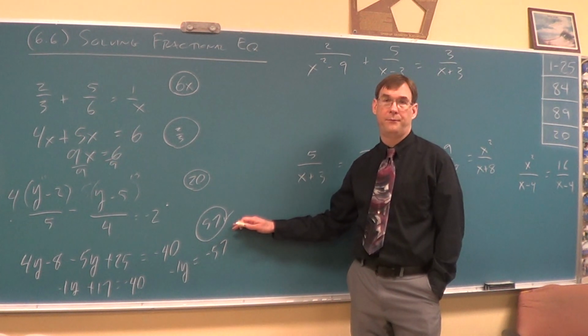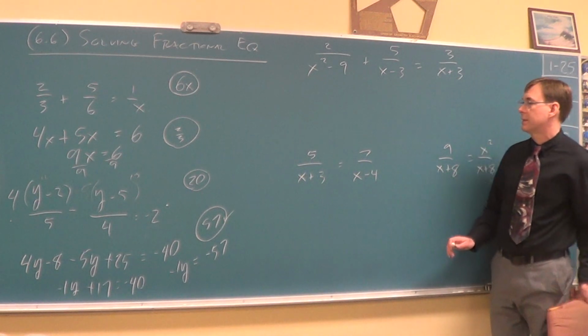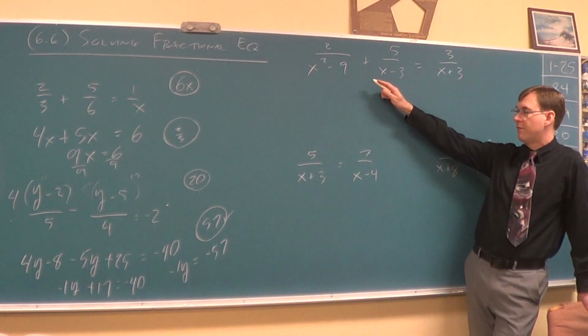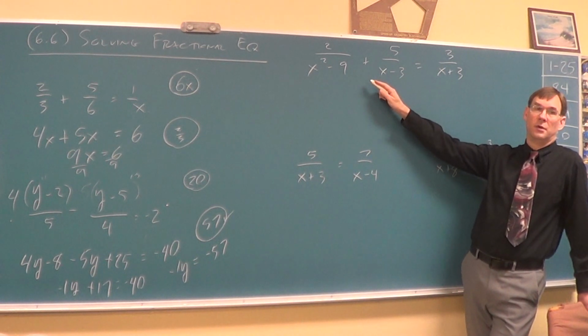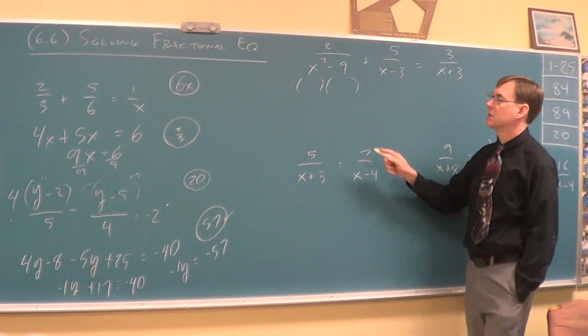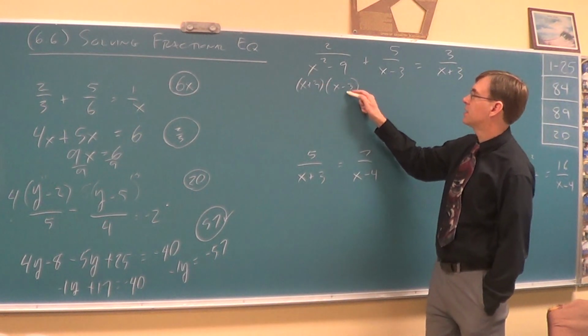Question about that one? Same process, just a little bigger problem. When we look at the bottoms, we're going to have to do something extra first on this. What are we going to have to do first to the bottoms? Factor. This is going to have to factor to pick an LCM. That happens sometimes. This would be x plus 3 and x minus 3.